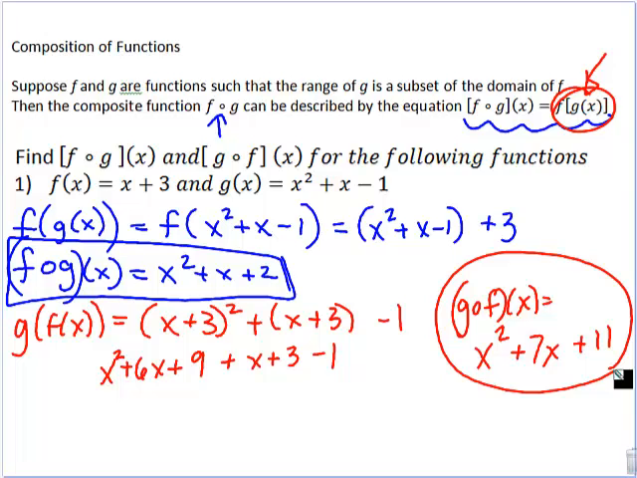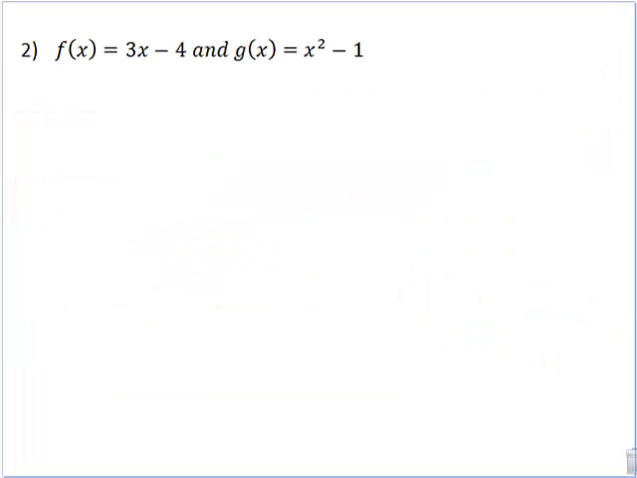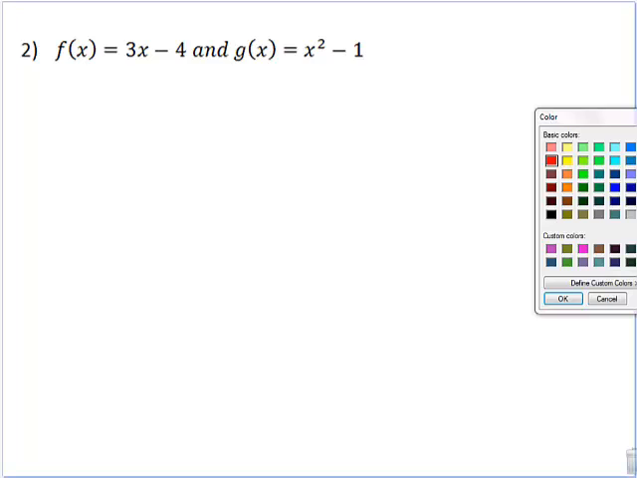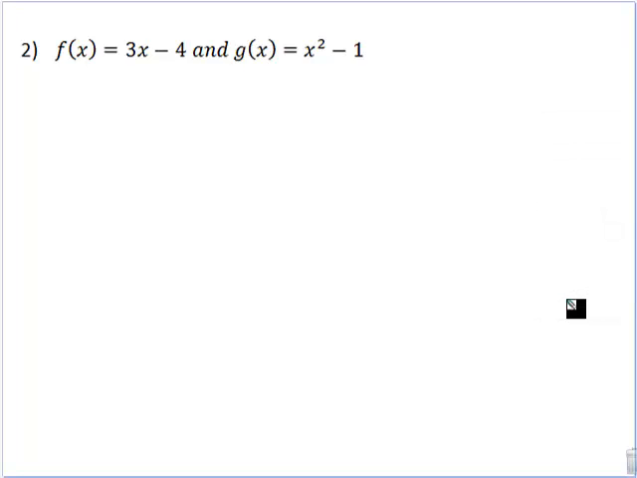All right, we'll do another one like this, where we find f of g and g of f. The same idea. We're going to find f of g and g of f. We just have two new functions here. This time we have f of x is equal to 3x minus 4, and g of x is equal to x squared minus 1. Okay, so we'll start off by finding what f of g is.